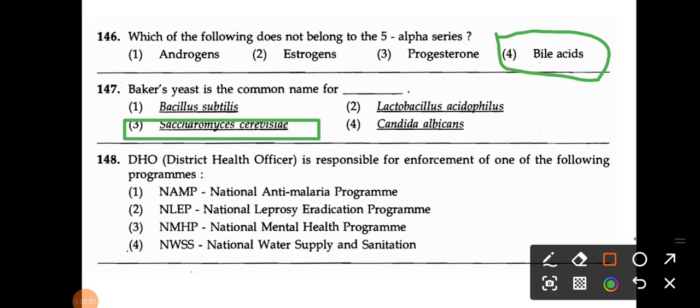Next, 148, the DHO, District Health Officer, is responsible for enforcement of one of the following programs. National Anti-Malaria Program, National Leprosy Eradication Program, National Mental Health Program and the National Water Supply and Sanitization, right? So what is the correct answer here? That is your NAMP, and that is nothing but your National Anti-Malaria Program, right?